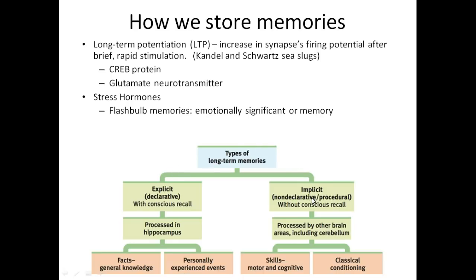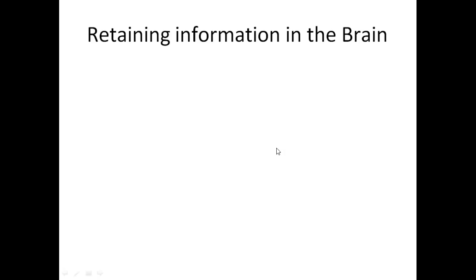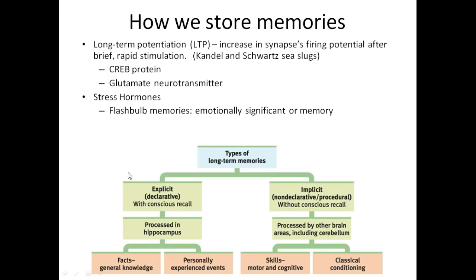Over to the other side, implicit or non-declarative. This happens without conscious recall. This happens in other parts of your brain, including your cerebellum. These are things like skills, motor, and cognitive and classical conditioning. So a lot of times muscle memory, if you remember how to do things physically with your motor skills, that's implicit memory. Explicit is like you can tell me when JFK was assassinated.